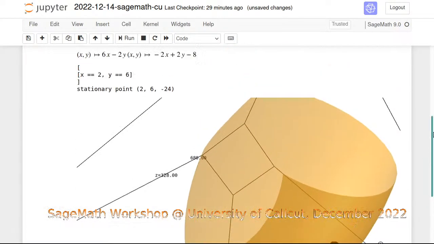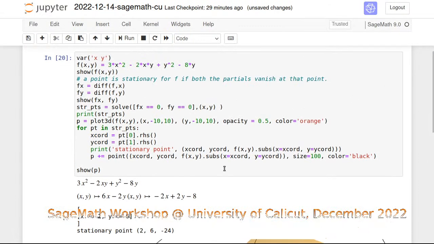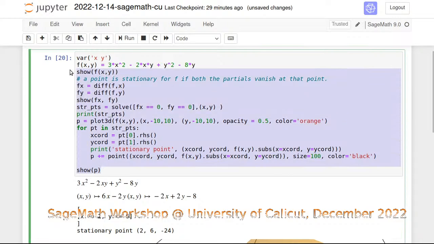Okay, the point is, anyway, here we see how to find out the stationary point and how to plot it. All these things we have done. Let me just update the Google document with all these things so that you can try this. I have updated the Google document with this.